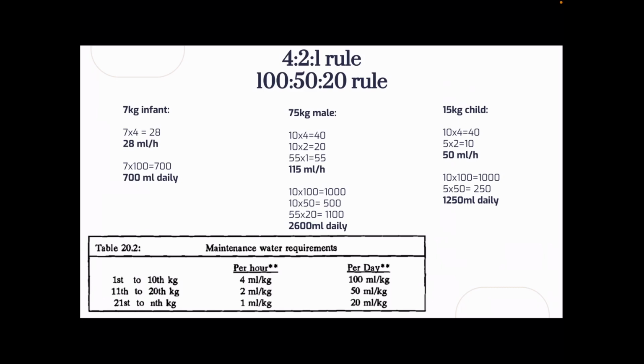In a 15 kilogram child, the first 10 kg gets 4, so 10 times 4 is 40, and the remaining is 5. So we're in the second 10 kilograms, so 5 times 2 equals 10, so you get 50 mL per hour. Same thing with the 100-50-20 rule. You multiply that by 100, you get 1,000. You multiply 5 by 50, you get 250, and this patient gets 1,250 mL daily.